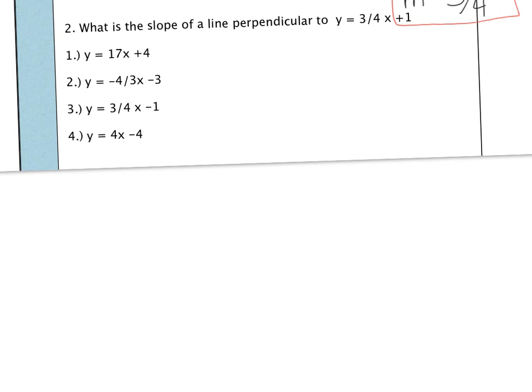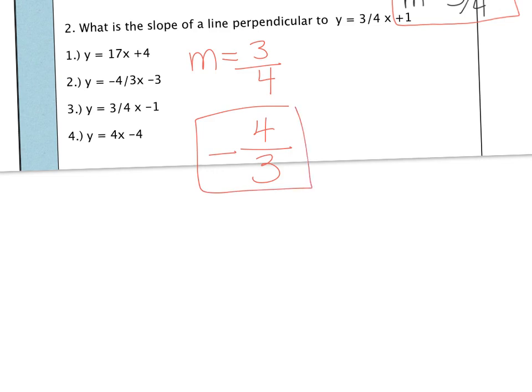Here's our next question. It says, what is the slope of a line perpendicular to y equals 3/4 x plus 1? So again, we find our slope. M equals here 3 over 4. That's my slope. So I want the slope of a line perpendicular. So I need to take this number, this slope. I want to flip it. Flipping it will make it 4 over 3. And I want to negate it. It's positive, so let's make it negative. So we're looking for an answer where the slope is negative 4/3. And that would be, of course, choice 2.